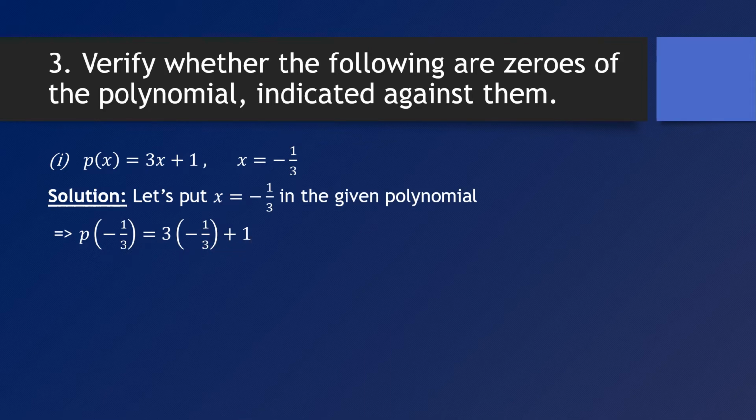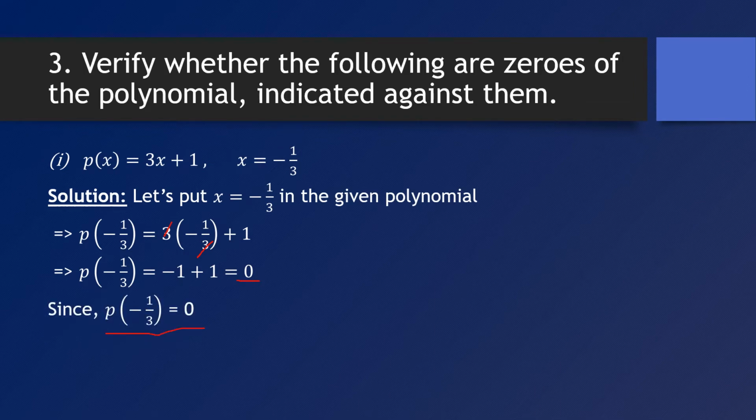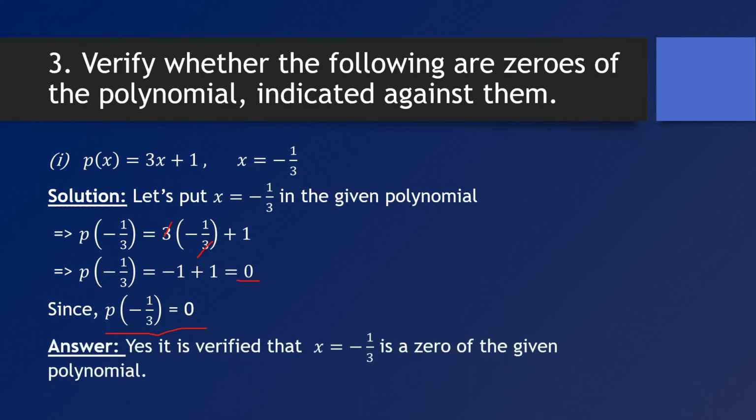So here you can see that this 3 can get cancelled with this 3, and you will be having minus 1 plus 1, which is equal to exactly 0. So since p of minus 1 by 3 is equal to 0, you can say that yes, x is equal to minus 1 by 3 is a 0 of the given polynomial. So similarly, we need to try out other questions.